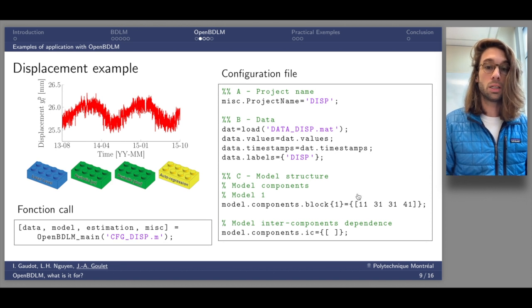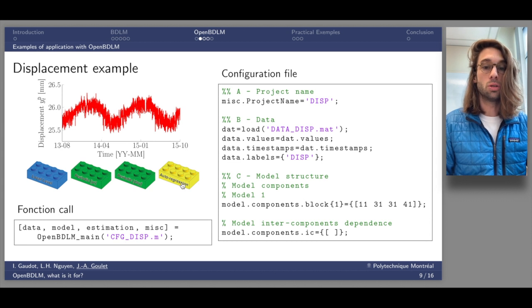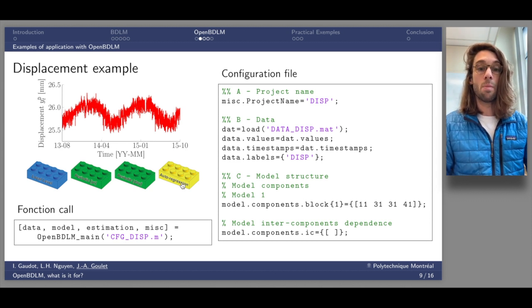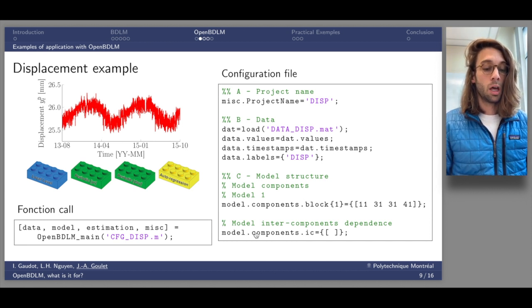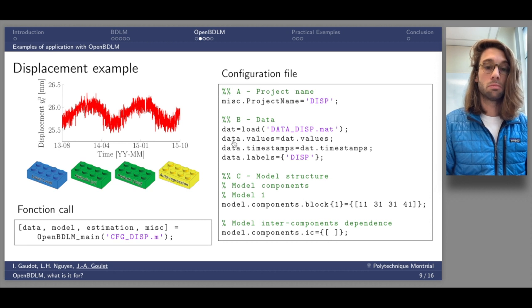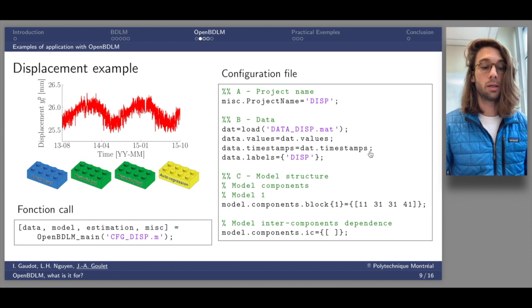So simply by calling this line, OpenBDLM will know that this is the block configuration you want to use for this model, and it's going to automatically create all the mathematical formulation for this model. Here you just have a single time series, so you don't have any dependency between several blocks. So here the intercomponent dependency is empty. This is simply how you would define a configuration file for this case study.